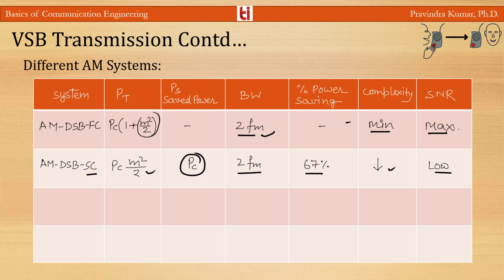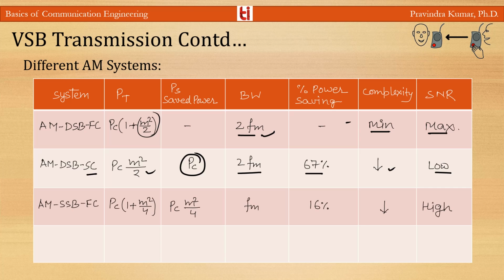But for the single sideband full carrier, the transmitted power is Pc times 1 plus m square by 4, and this is half of the DSB full carrier case. The power saving is Pc m square by 4. The bandwidth requirement, because we are using only one sideband, will be fm. The percentage saving in the power is 16 percent, complexity is less, but the SNR is high.